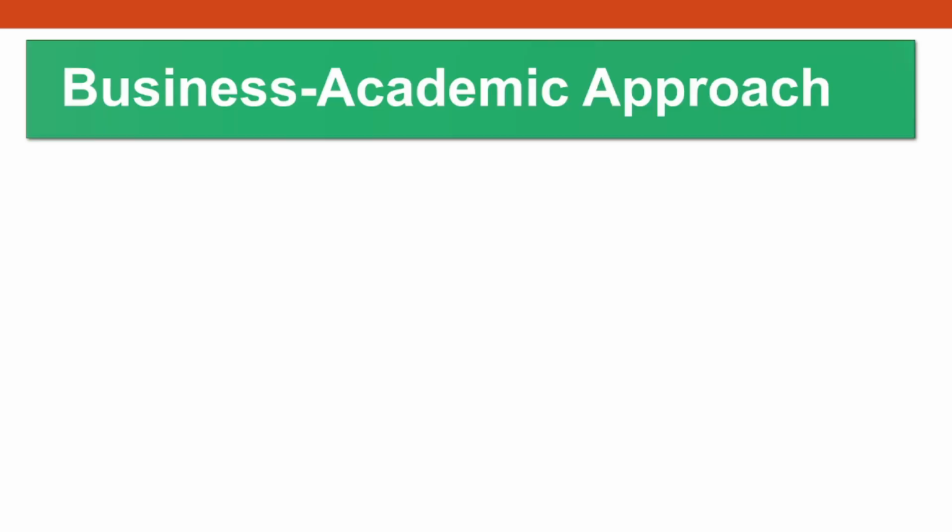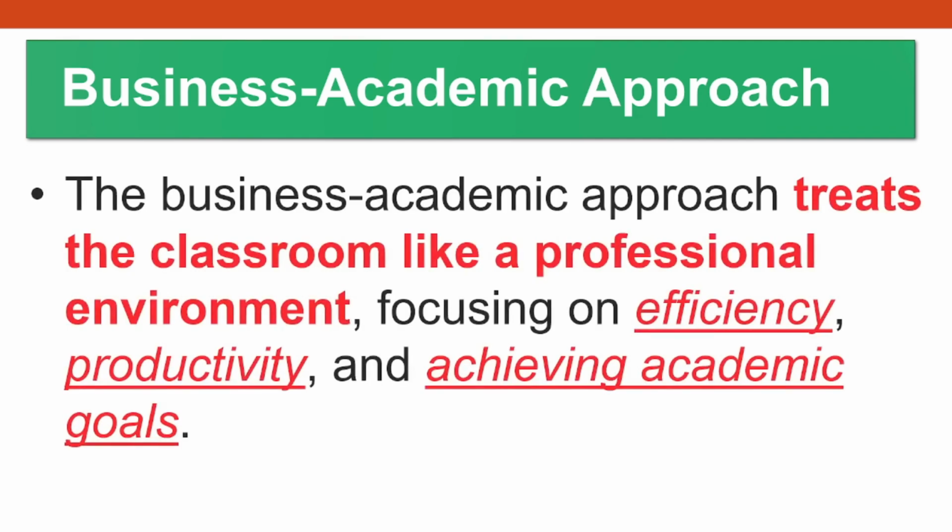Next is the business academic approach. The business academic approach treats the classroom like a professional environment, focusing on efficiency, productivity, and achieving academic goals. Picture a classroom where time is managed like a well-oiled machine. Lessons are structured to maximize learning, and every minute is used productively. Students are expected to arrive prepared, engage actively, and meet deadlines.